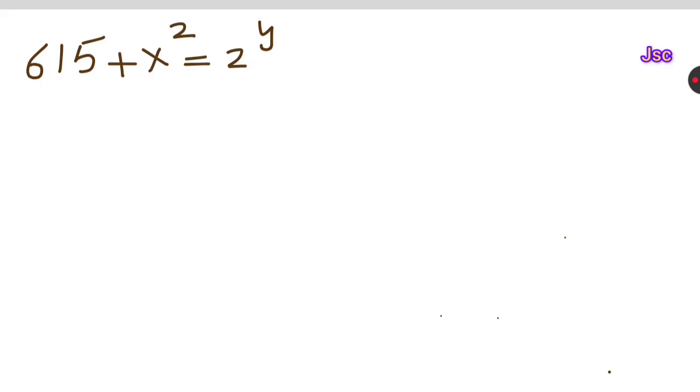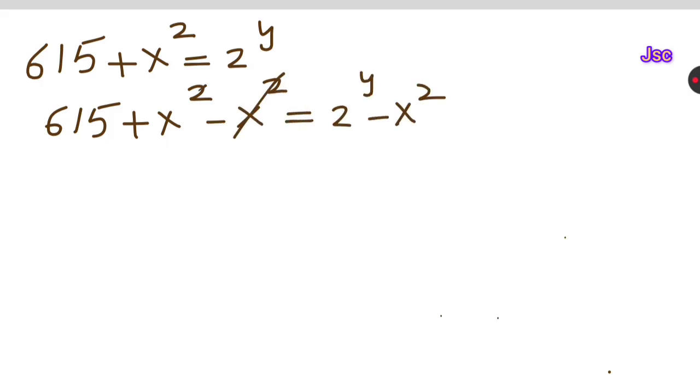So in this expression, we have a constant term, and these two are the x and y variables. So let's take one side as the variables and the other side as the constant. That's why I'm going to subtract x raised to the power of 2 from both sides. Here x raised to the power of 2 and here x raised to the power of 2 get cancelled. So I'm left with 2 raised to the power of y minus x raised to the power of 2 is equal to 615.